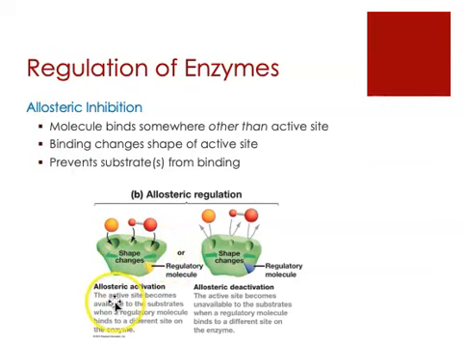Now, they're showing us two kinds of allosteric regulation, but we're particularly interested in this one on the right. Allosteric inhibition, or allosteric deactivation. The regulatory molecule is drawn as this blue triangle. It's going to come in and bind to the enzyme at a spot other than the active site. When it binds there, it's going to cause the enzyme to change shape.